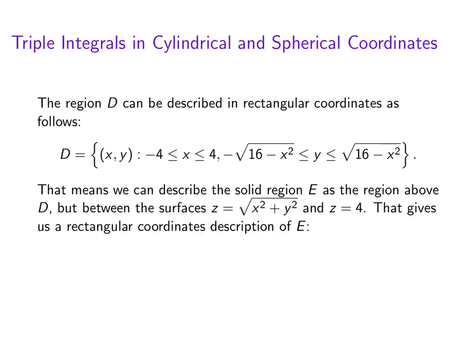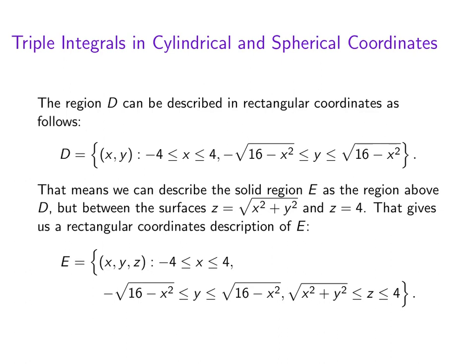Now we're ready to give a rectangular coordinates description of the solid region E. E is the set of all points x, y, and z. The x values have to be between negative 4 and 4. The y values have to be between negative square root of 16 minus x squared and positive square root of 16 minus x squared. And z has to be between square root of x squared plus y squared and 4. Now this is a fairly complicated description of E. I had to split it into 2 lines just to get it to show up on the screen.